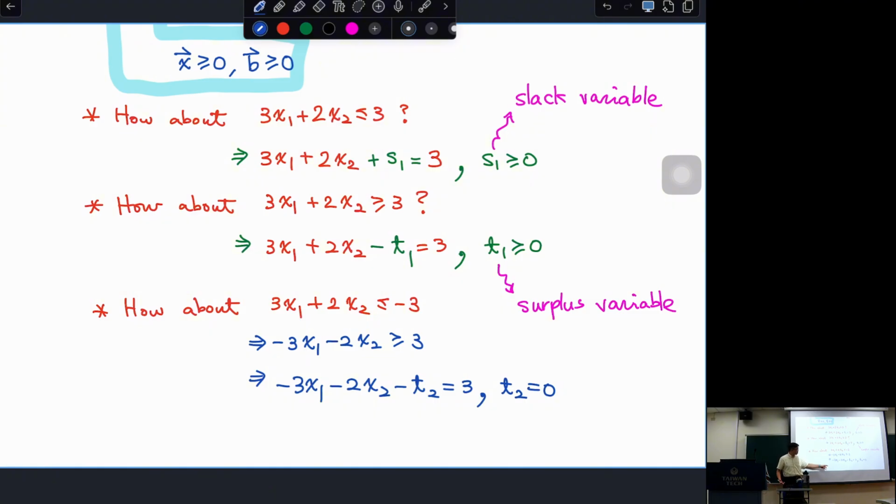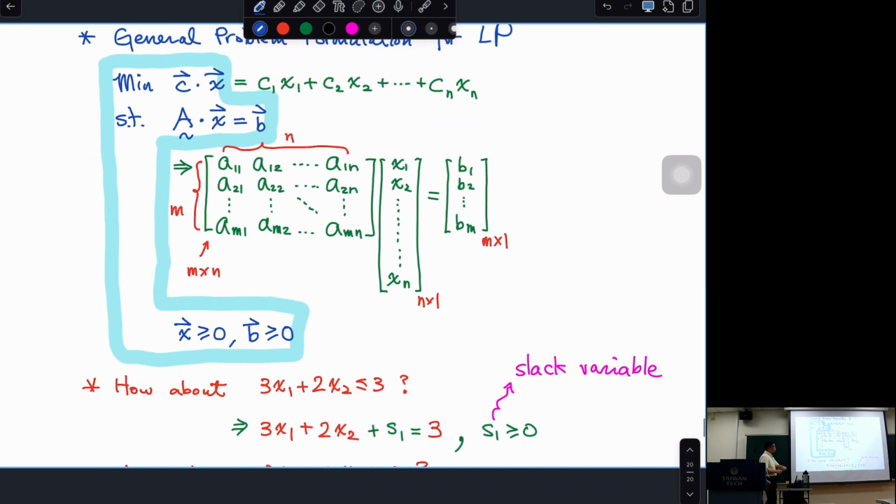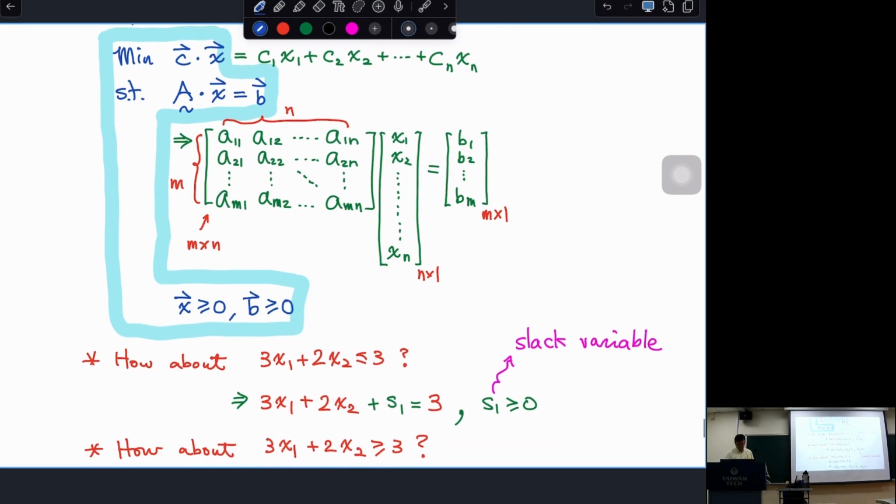But you may question, hey, how about the coefficient in front of x? Can it be negative? Actually, yes. If you look at the general formulation, there are no rules about small a. So the big A matrix can have coefficients that are negative. There are no rules about all these coefficients inside A.